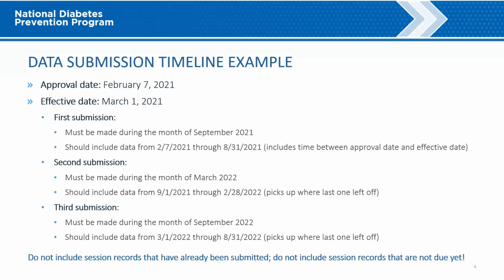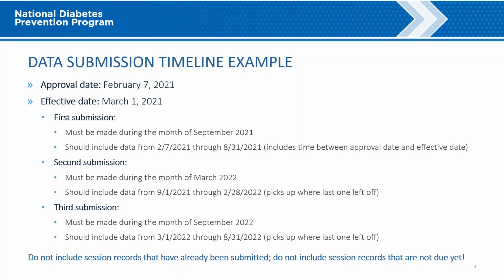Data submission timeline example. Here's an example of a submission timeline. The organization's approval date is February 7th, 2021, making the effective date March 1st, 2021. This means the first submission is due in September 2021, which is 6 months following the effective date. This first submission should include all records collected between the approval date through the last day before the submission due month, August 31st, 2021, in this example.